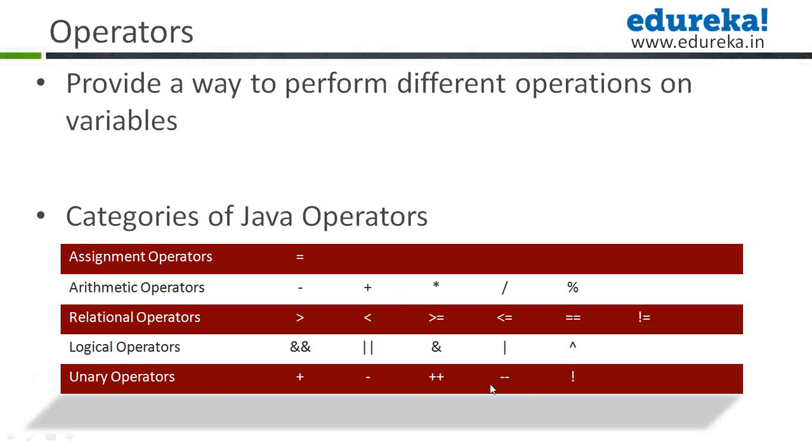Similarly, the decrement operator will decrement the value of a variable by 1. If x equals 3 and you write x double minus, then it will decrement the value of x by 1 and make it 2. Negation operator, that is the NOT operator. It will just give you the complement of a condition. Like if you write not true, it will give you false. If you write not 1, it will give you 0. Not 0 is 1, or not false will give you true. So it will just complement the values, it will give you the opposite of that value.